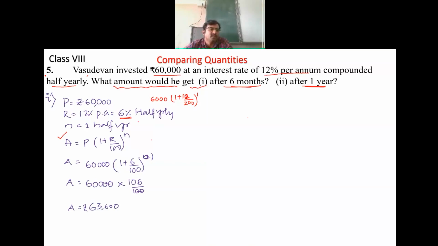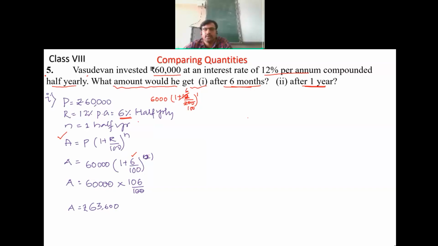The very important thing is what numbers you are taking. Is that clear? You can use either r by 200 to the power 2n or else r by 100 to the power n. Doesn't matter. The thing is, r should be considered in a proper way. Here, since I have used the r by 100 formula, I have taken r as 6. So we get the same result. Here 6 by 100, 6 by 100 is there.